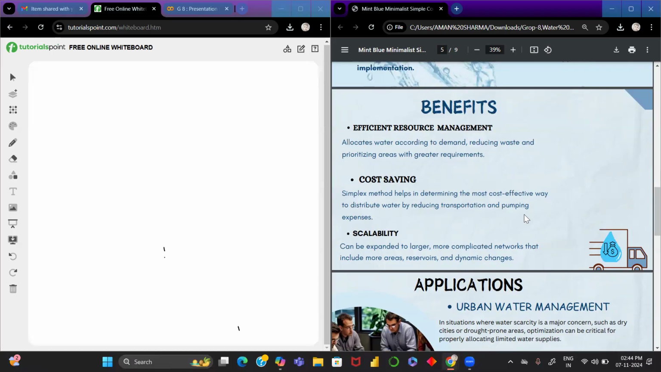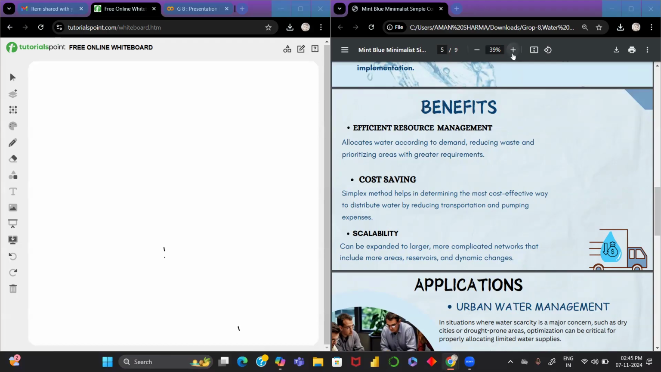Let's look at the other benefits of the Simplex method using water distribution and network optimization. The next one is cost saving. Cost saving is the most significant benefit. The Simplex method provides the most cost-effective way to distribute water by minimizing transportation and pumping cost. In the case of water distribution, cost can include energy used to pump water, the labor of maintenance and infrastructure expense.